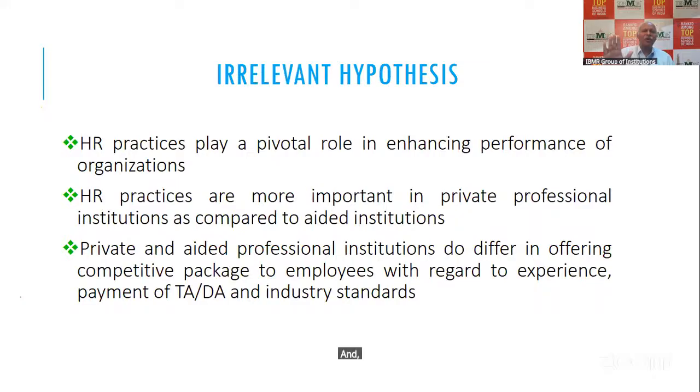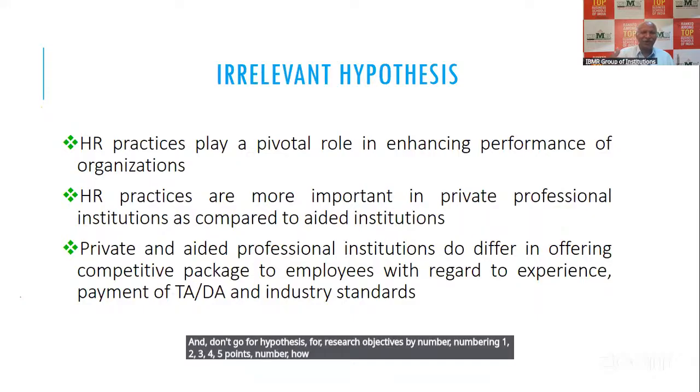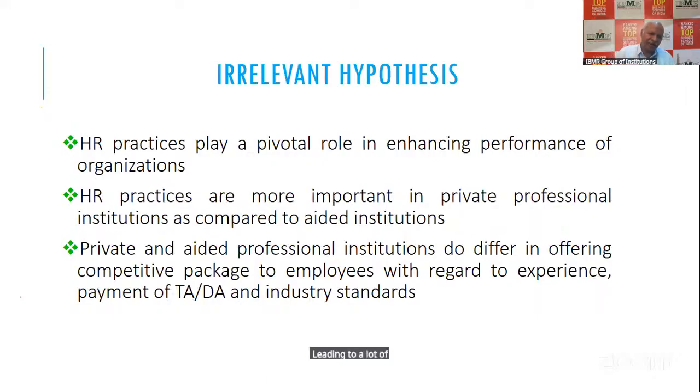And don't write research objectives by numbering 1, 2, 3, 4, 5 points. How can we do that? Don't give numbers. Even only one objective doesn't matter, if it is a powerful objective leading to a lot of exploration or insights into new things. Two objectives, it doesn't matter, even for a PhD. Don't write simply 10, 15 objectives which repeat the same thing again and again.